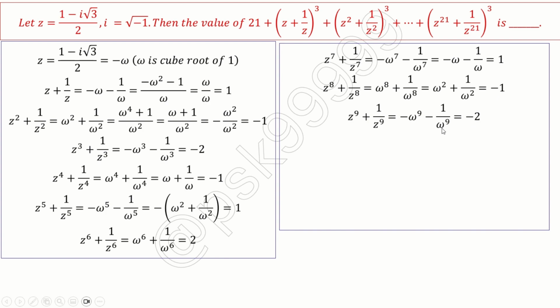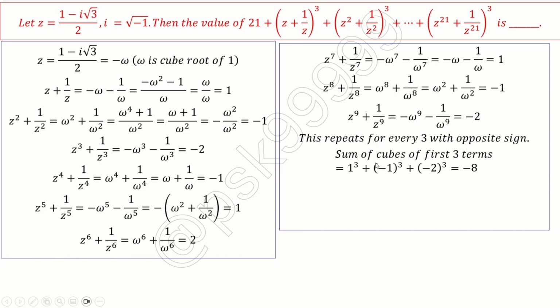Z power 9 plus 1 by z power 9 is minus 2. So this is same as the first three. So the series is repeating every three, correct? So this is what we concluded just now. So this repeats for every three with opposite sign.